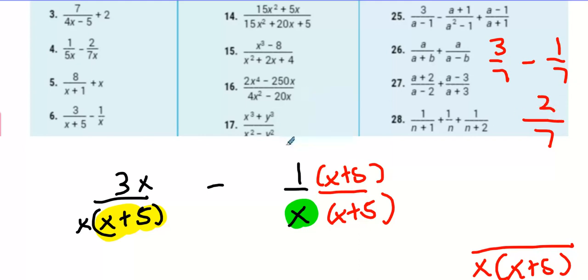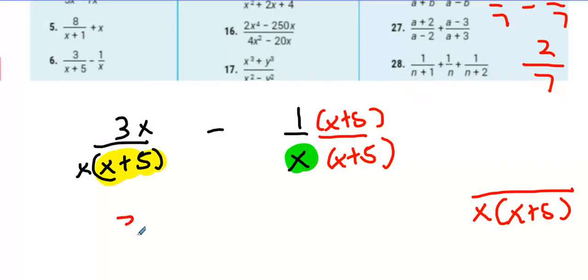So what we're going to do is we're going to just multiply this out and take them away from each other. So it's going to be 3x. Now see that minus, who does it belong to? It belongs to the 1. I'll bring it up here, and then multiply it in.